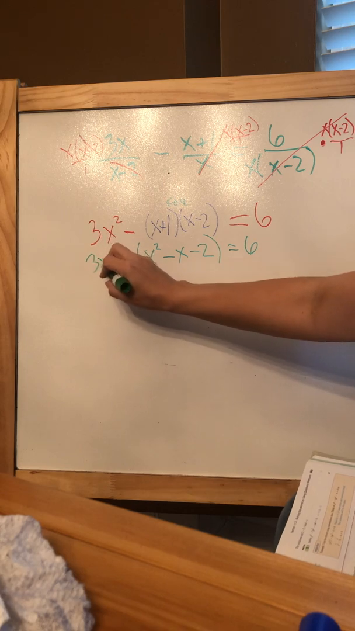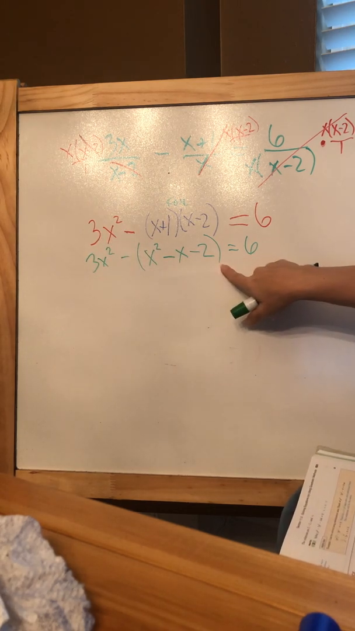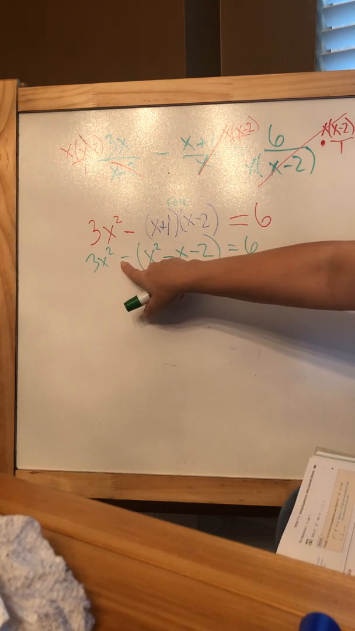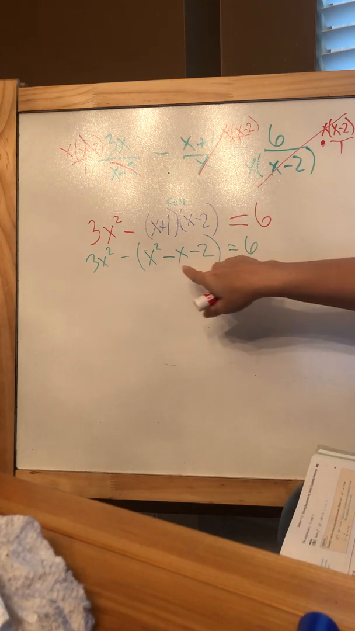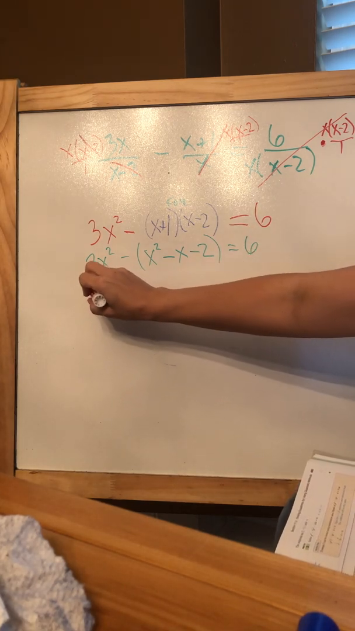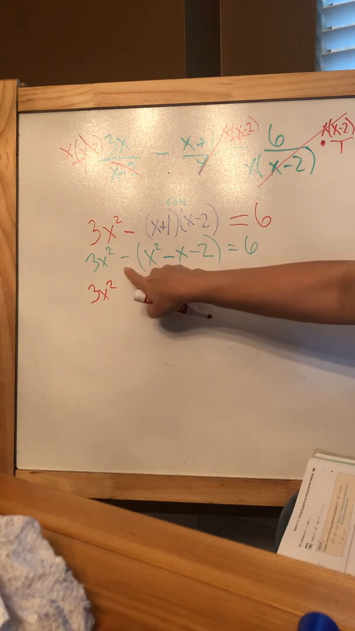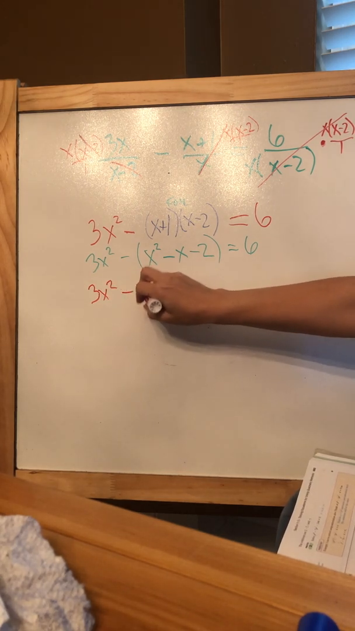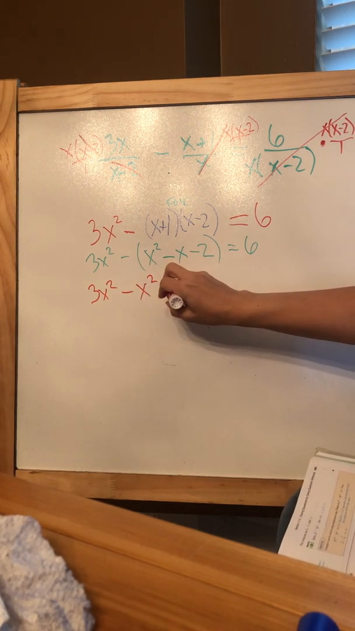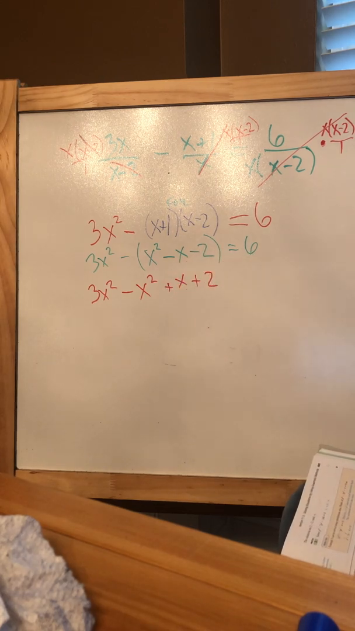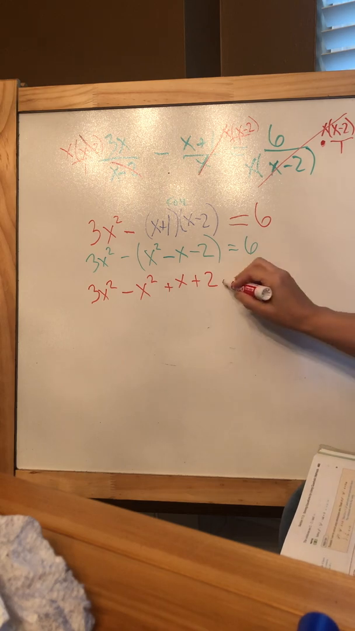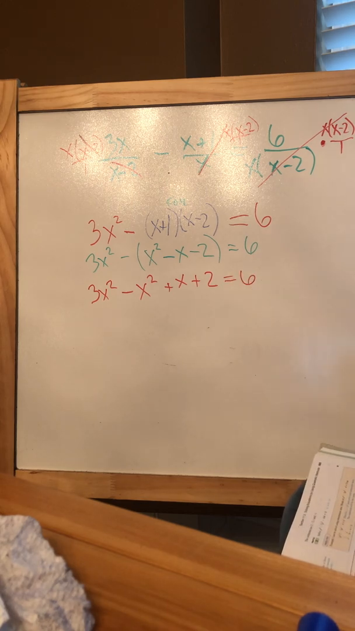So we have 3x squared minus all of this. So we're subtracting everything here in these parentheses. So we need to go through. We can get rid of our parentheses, but we need to sign change stuff. So we have 3x squared, all right, minus x squared plus x plus 2 equals 6. Okay, so now let's combine our like terms.